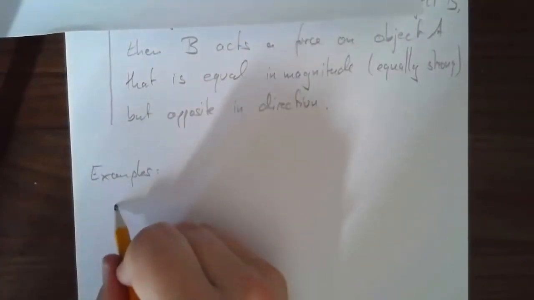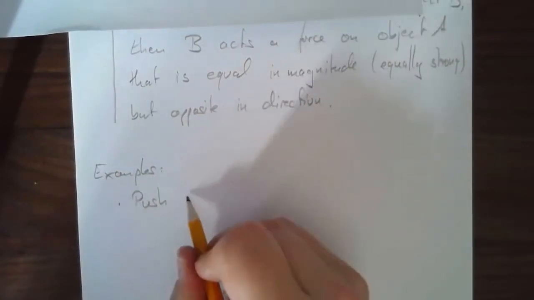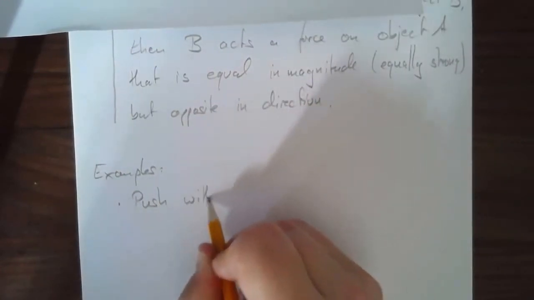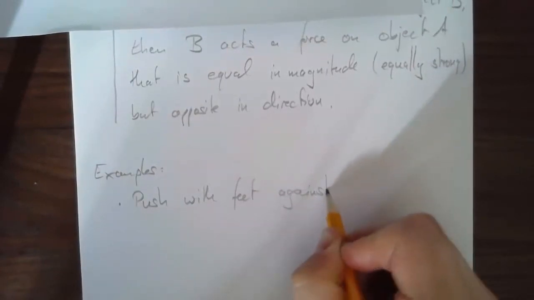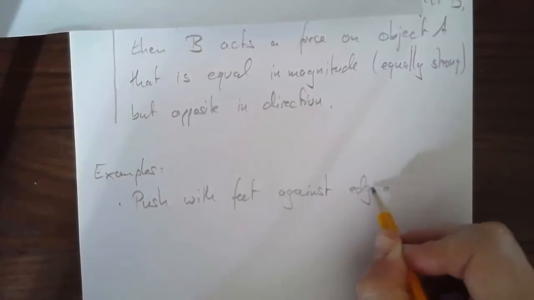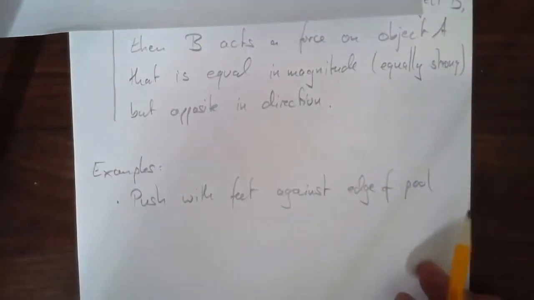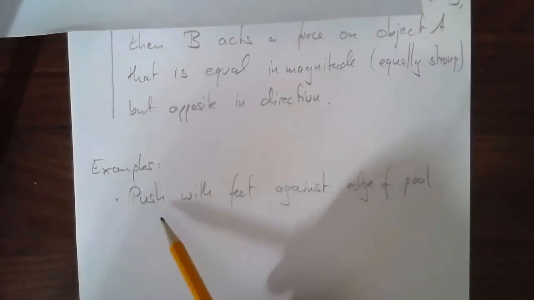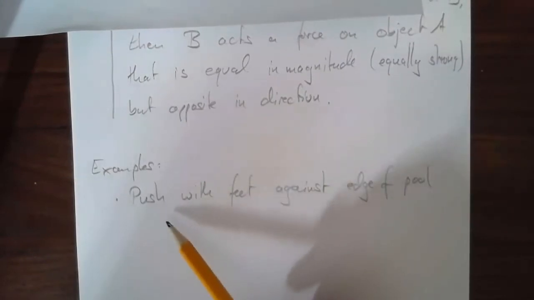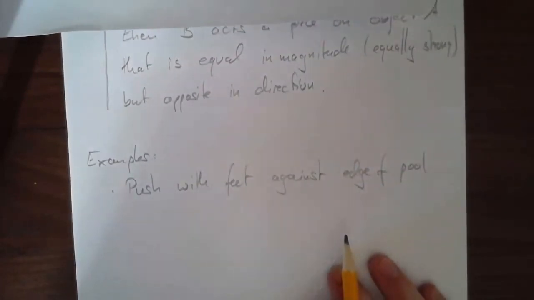For example, if you push with your feet against the edge of a pool and you're swimming. So you're pushing against the pool. Now you're trying to make the pool move. Well, it doesn't budge because it's touched the earth. The earth is big. But it also pushes back against you, and it actually propels you forward, right? So you can feel that.